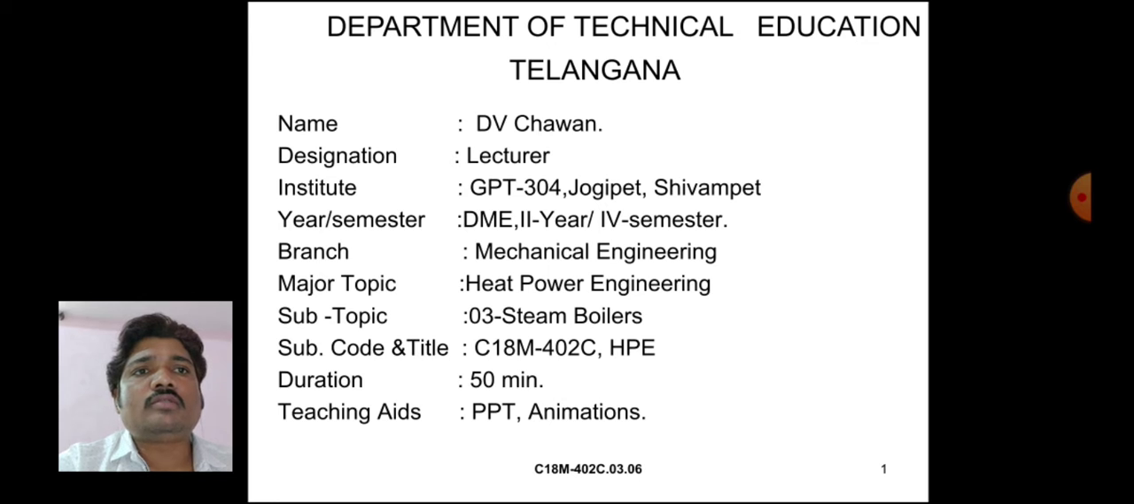Today's class is Heat Power Engineering. Chapter name is Steam Boiler, third chapter. Subject code CIT 402C HP. DME second year, fourth semester. Heat Power Engineering subject name.